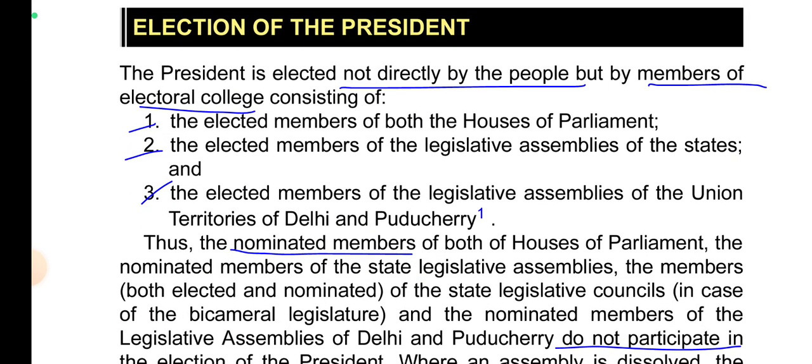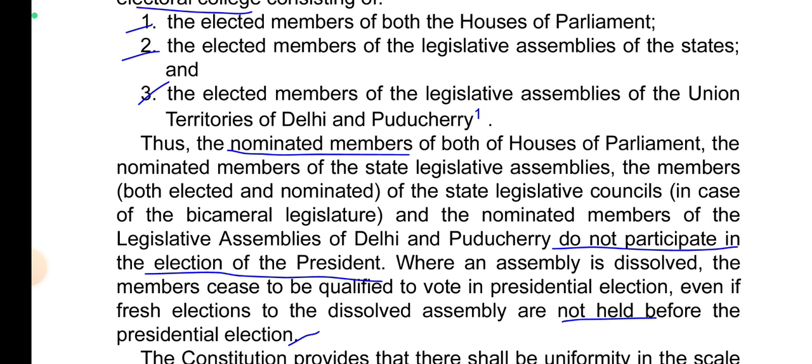Election of the President. The President is elected not directly by the people but by members of an Electoral College consisting of the elected members of both the Houses of Parliament, the elected members of the Legislative Assemblies of the states, and the elected members of the Legislative Assemblies of the Union Territories of Delhi and Puducherry.